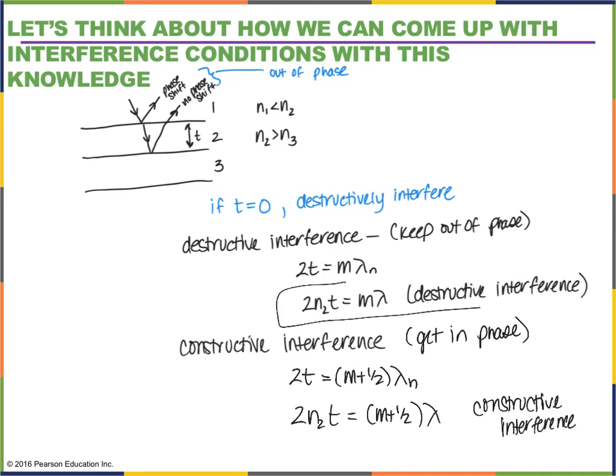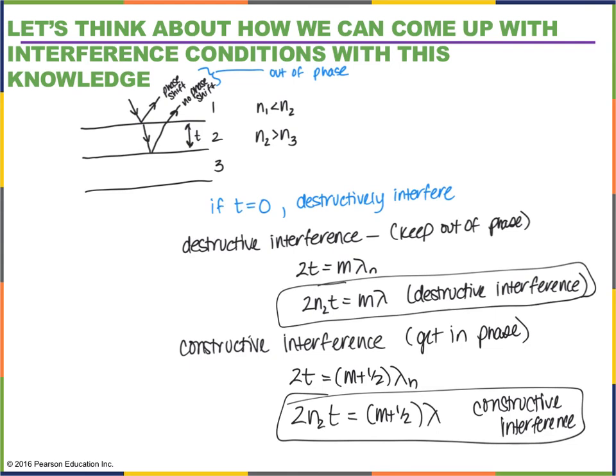So now we have these conditions, but if you go back and look at the previous slide, they're exactly opposite. And that's why I say it doesn't really pay to memorize these conditions. You're better off to be able to figure them out.